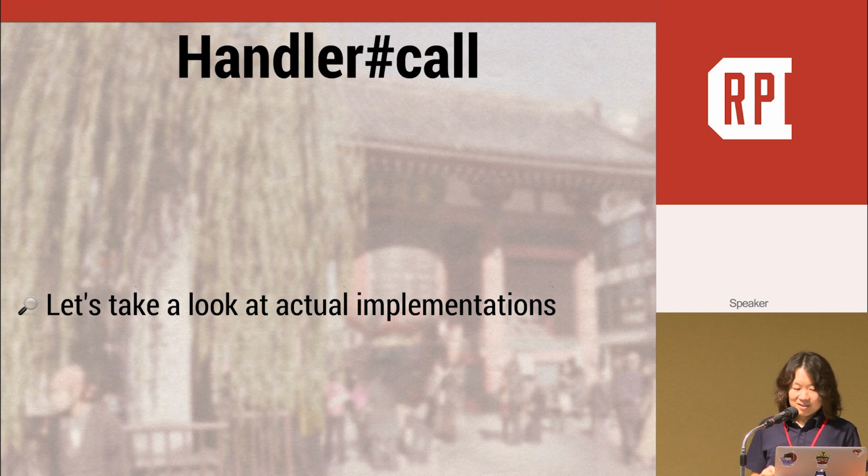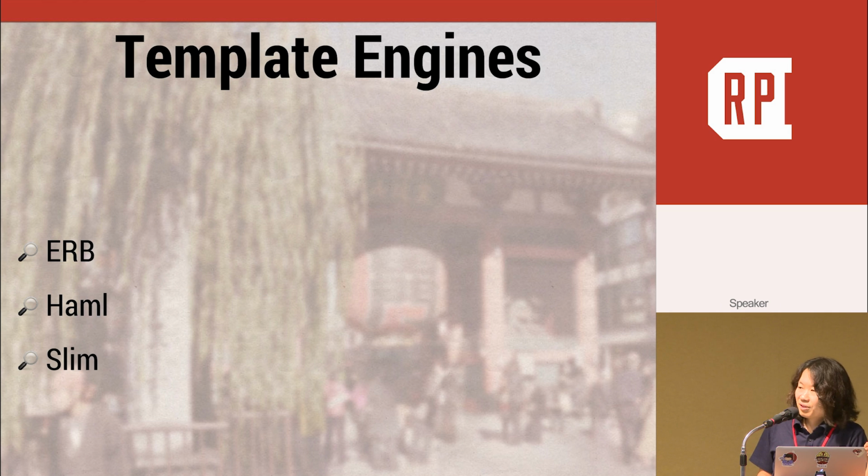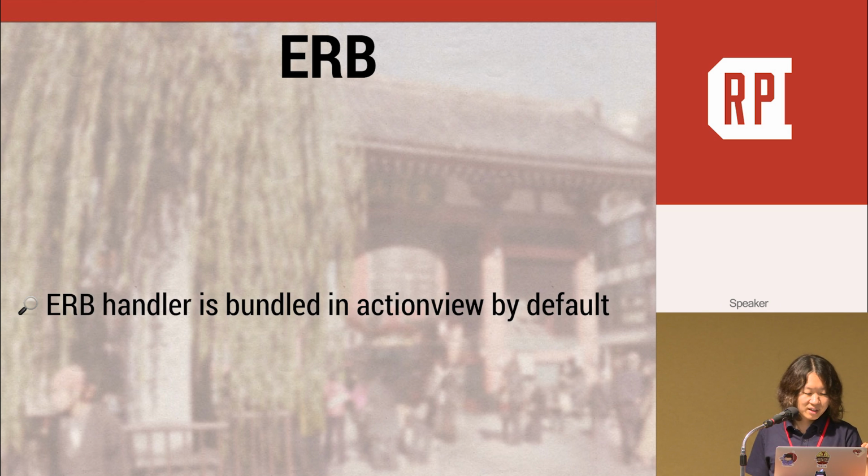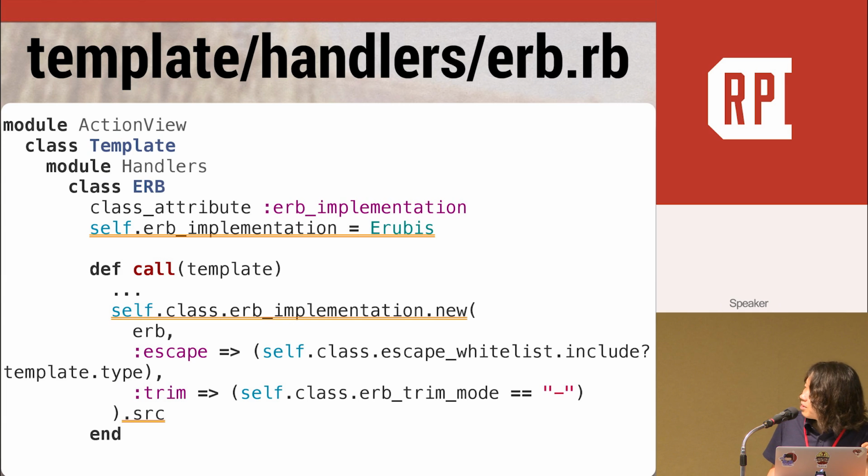So let's take a deeper look into the handler call, the actual implementations. There are several Ruby template engines like this: ERB, Haml, Slim. So the first example is ERB. The ERB handler is actually bundled in ActionView by default, so you can find its source code here. In ActionView, the template handler is the ERB module.